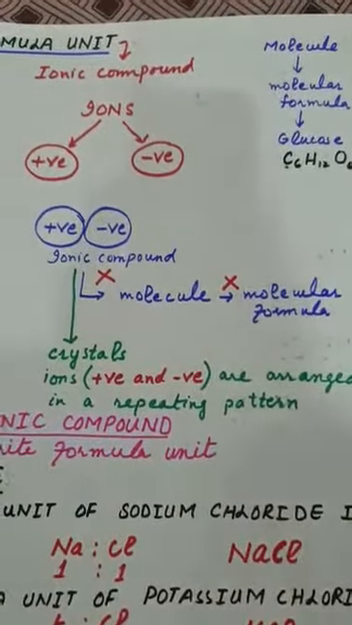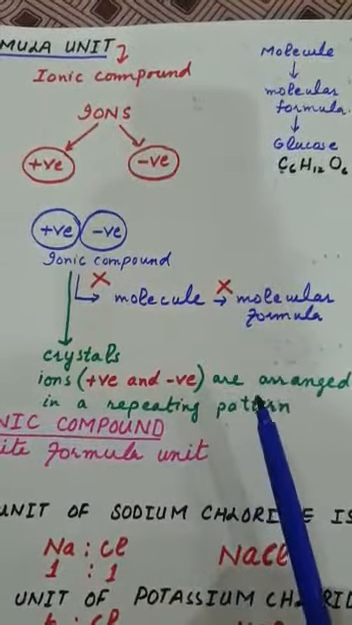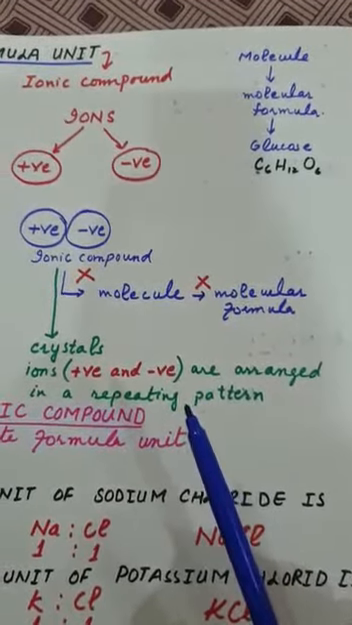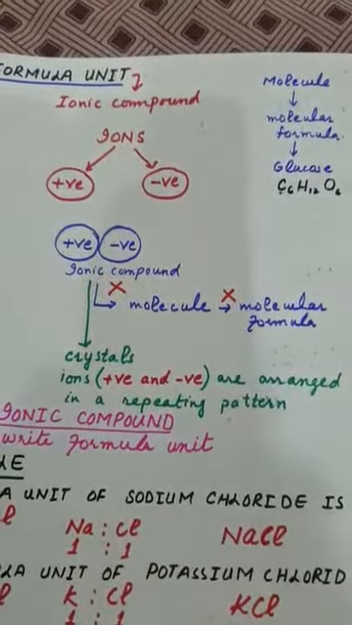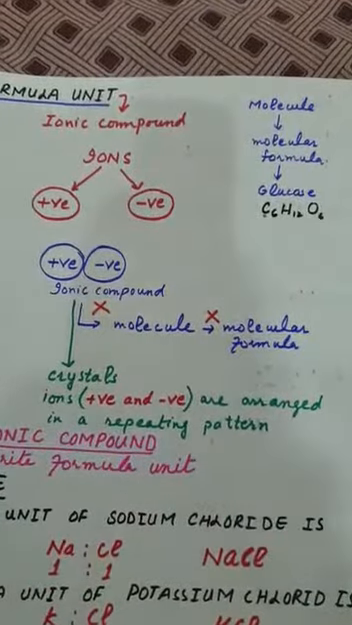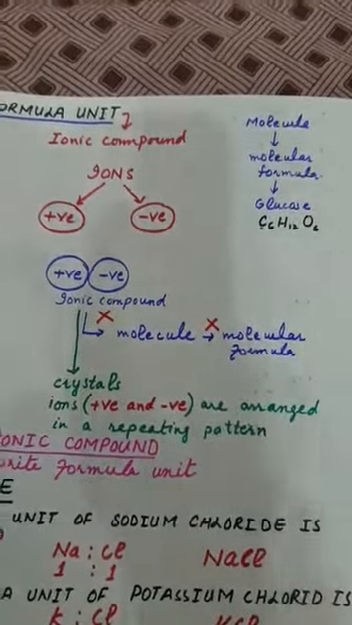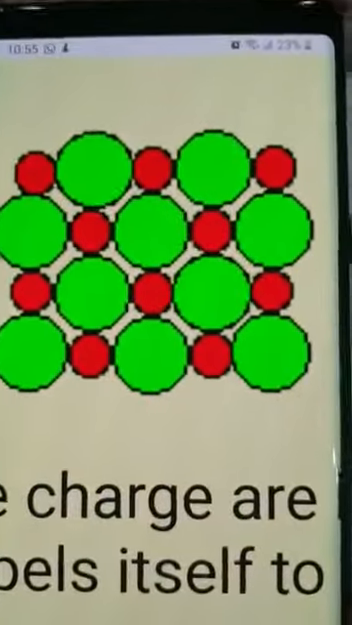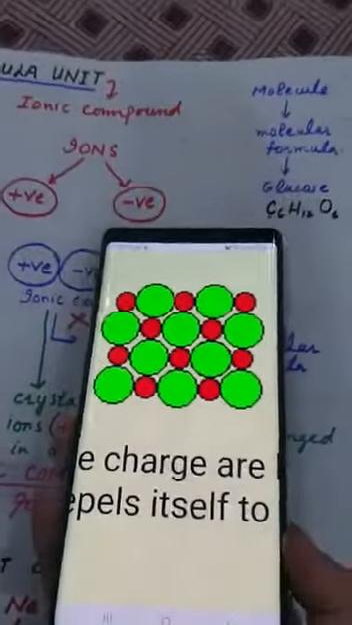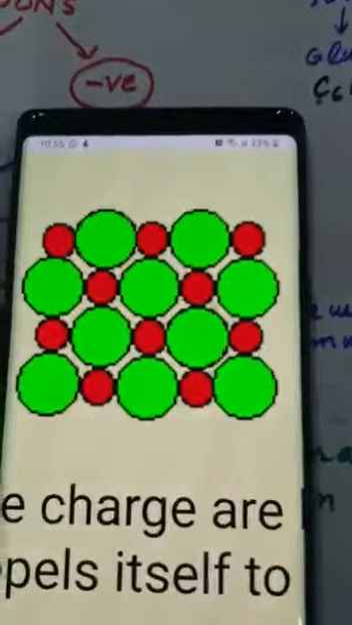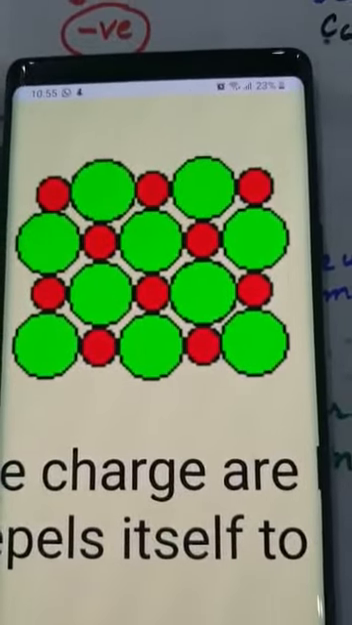Here we use the words repeating pattern. Now I will give you the detail about the repeating pattern. In this structure you will see the arrangement of some positive ions and negative ions. We will discuss that arrangement in detail.